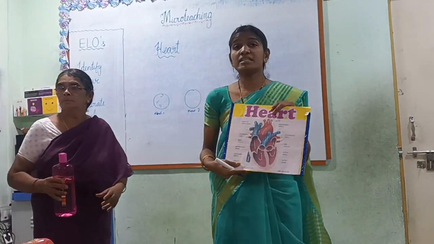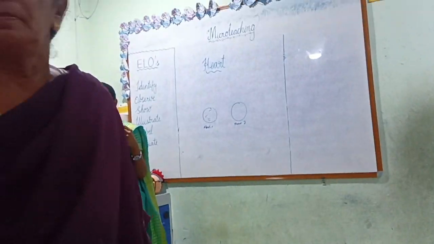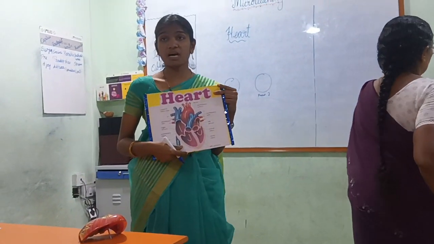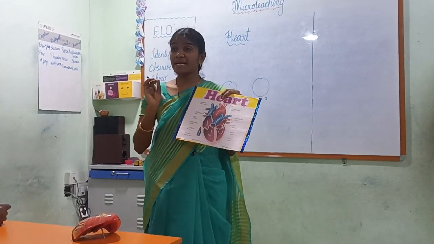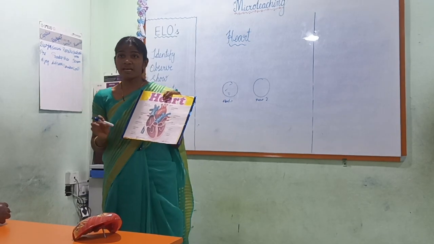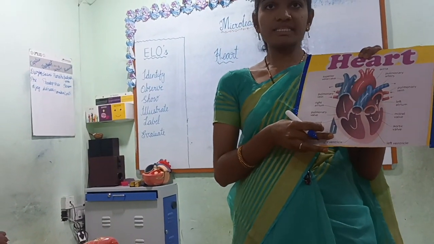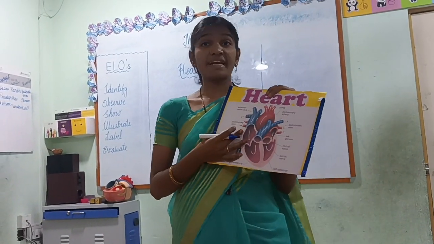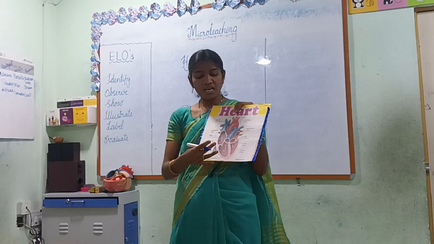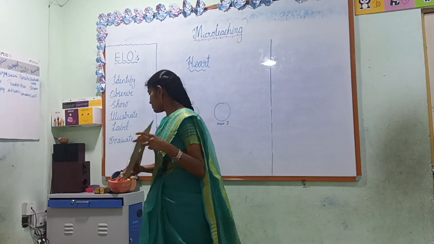Once again I am recapitulating. The heart is a muscular organ. It is pear shaped and it has 4 chambers, atriums and ventricles. The right side of the heart collects deoxygenated blood, and the left side collects oxygenated blood.